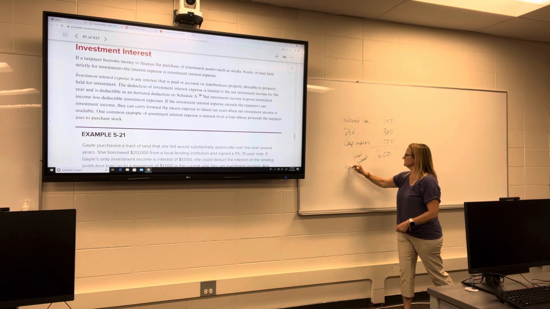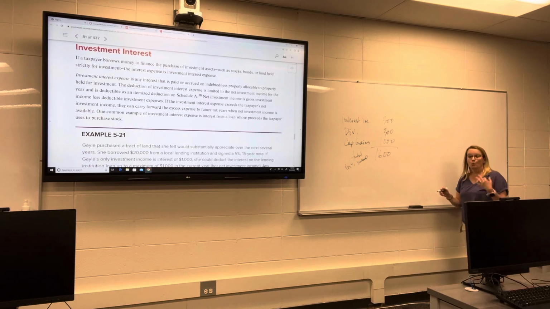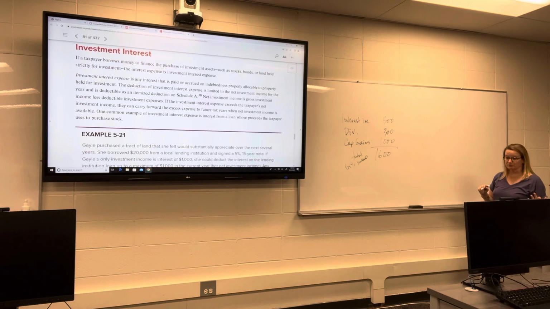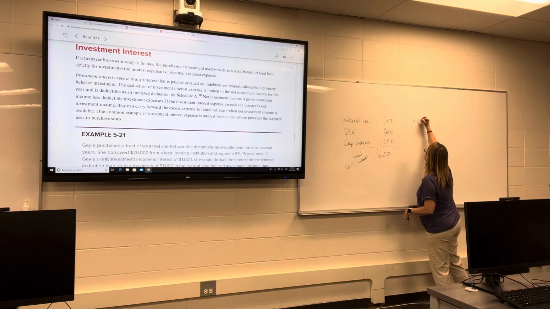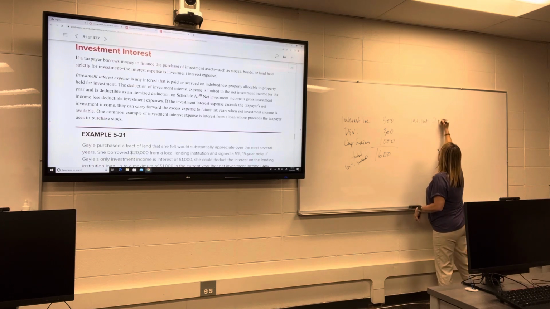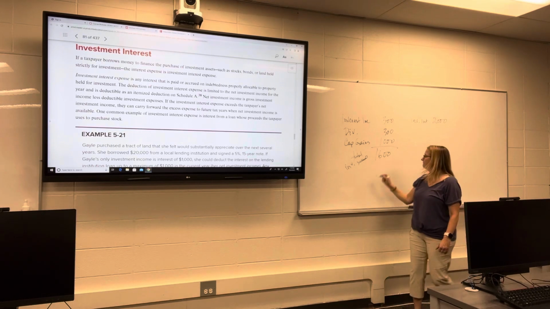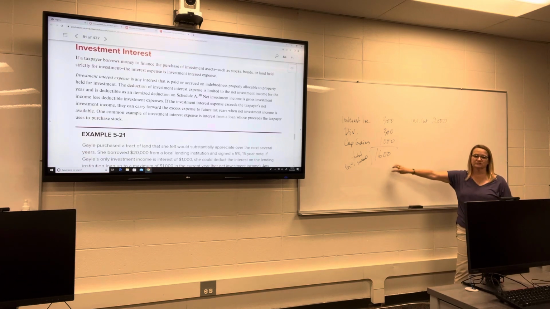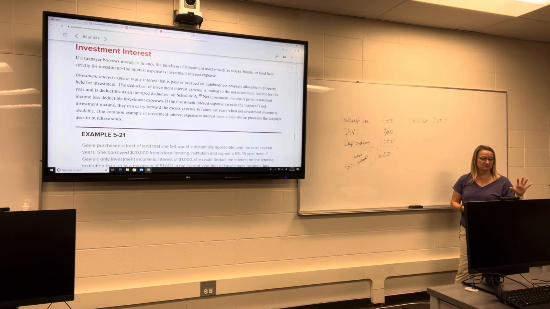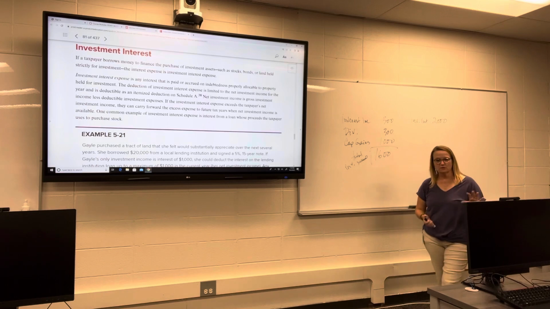Again, this is investment income. But we have this piece of land that we purchased that's not bringing in any money to us yet, but we're paying interest on it. Investment interest of $2,000 that we paid. We're limited to $1,600. So it can only zero out the investment income, it can't take you below the investment income. Okay, so that's the limitation. That make sense? Yes? No?